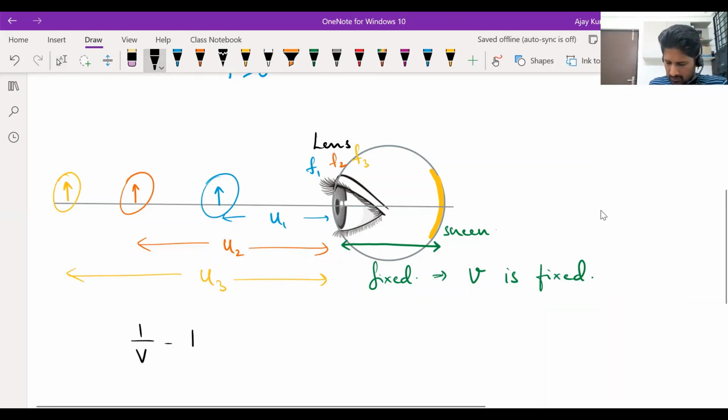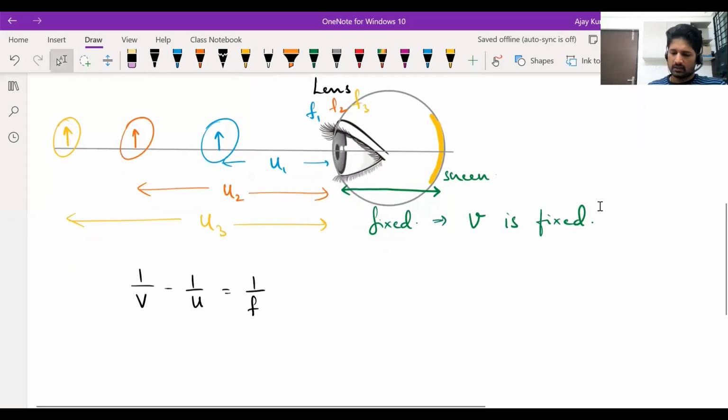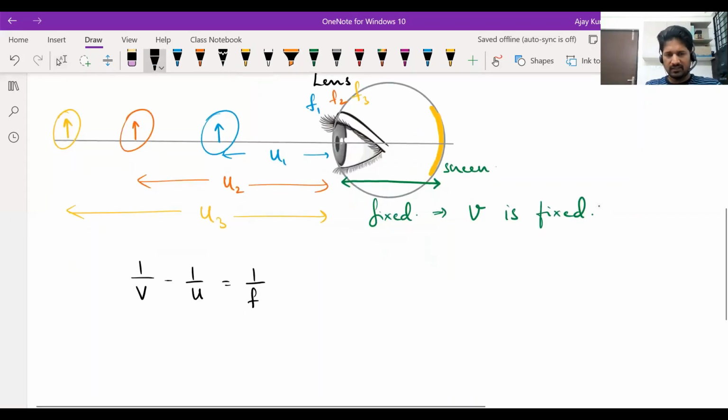The lens formula is 1 by V minus 1 by U is equal to 1 by F. Now, for all objects that you see, the image distance is fixed. But objects are at different distances, so object distance is variable. Then if you must see the object clearly, the focal length of the eye must also be a variable. Focal length of the eye lens must be a variable.